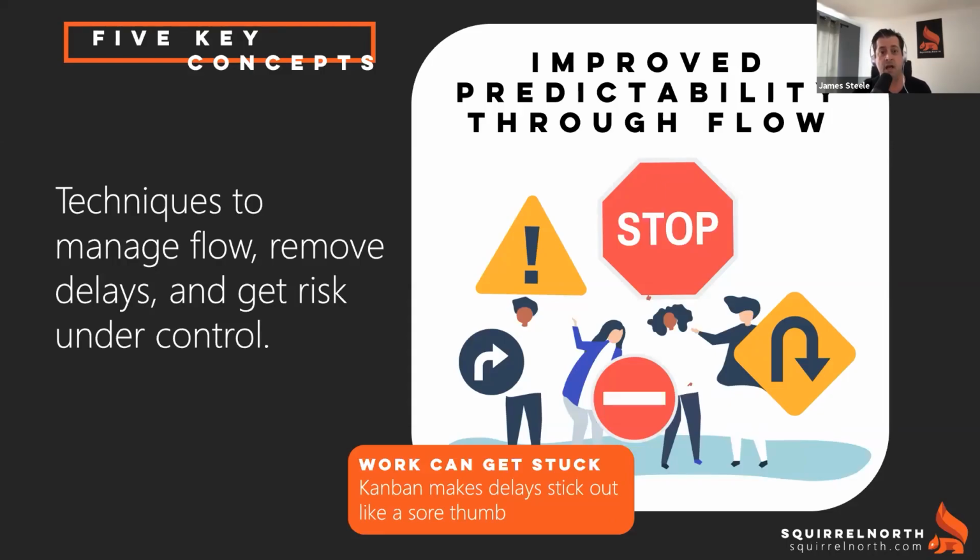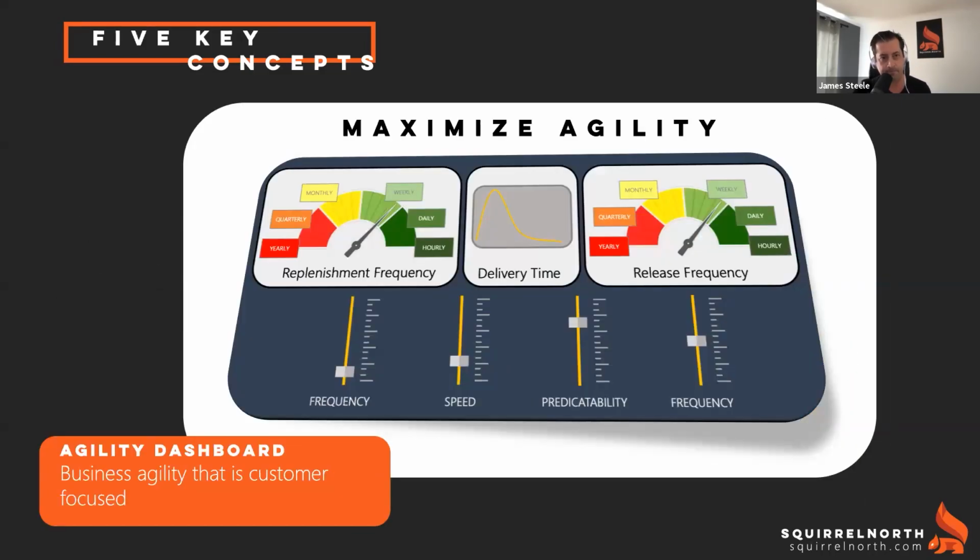Now, with visibility comes the ability to manage flow. There's that flow word again. So Kanban makes flow issues, delays, and risk stick out like a sore thumb. Work can often get stuck. So if we can see it and we can discover the true nature of our imbalance between demand and capability, then we can do something about it. And remember that smooth flow of work is a key component of predictability. And predictability is usually something that customers are very interested in.